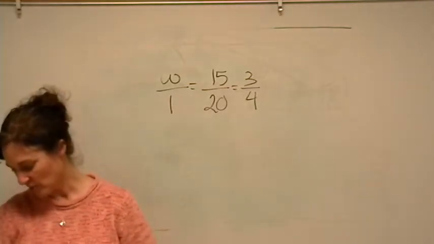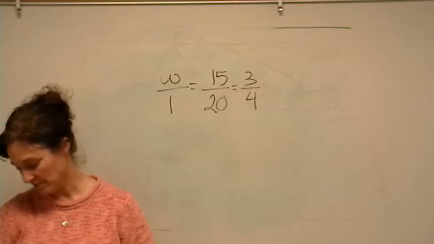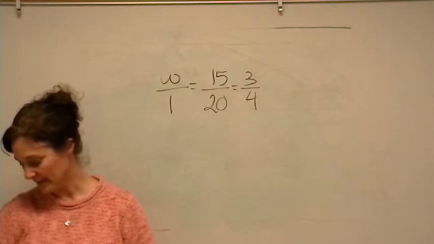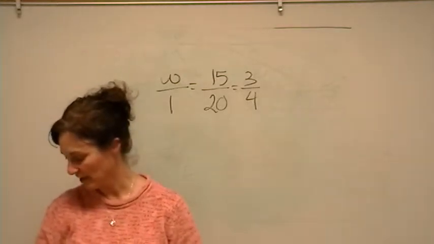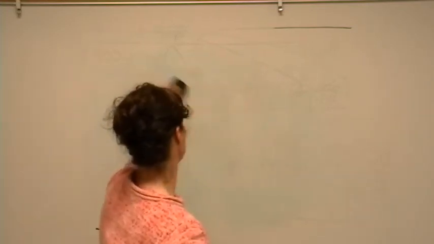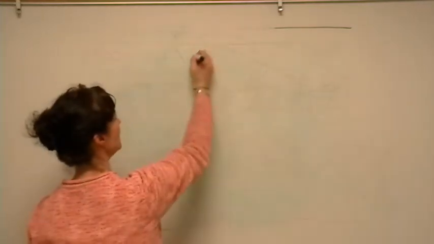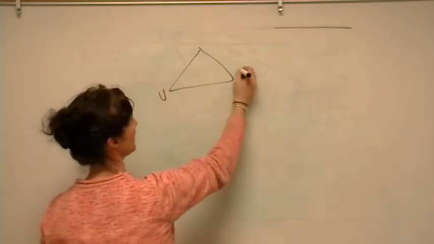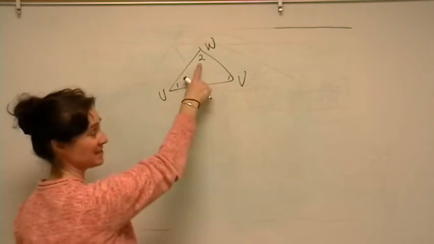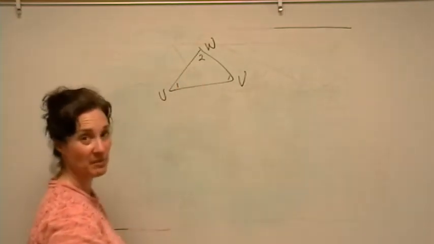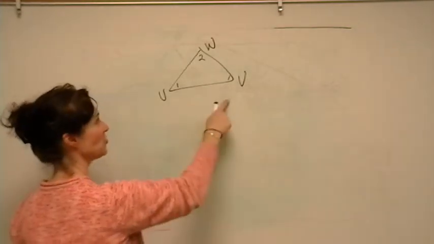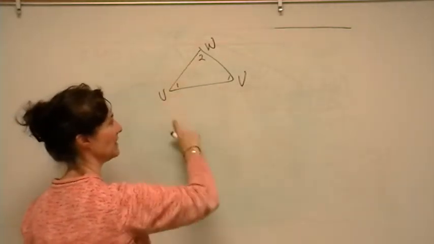The measures of the angles in triangle U, this is number 5. The measures in the angles in triangle UVW are in the extended ratio of 1, 1, 2. Okay. So we have UVW. It doesn't really matter what it looks like. 1, 1, 2. Okay, that means this one is twice as large as either of these. Now if you remember, what we did is we assigned X to be the variable, and we know that in a triangle we have 180 degrees.